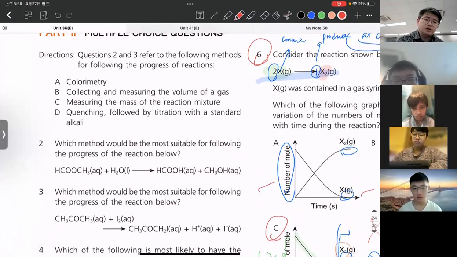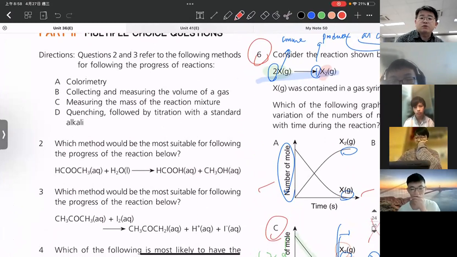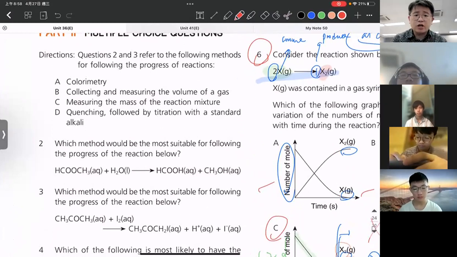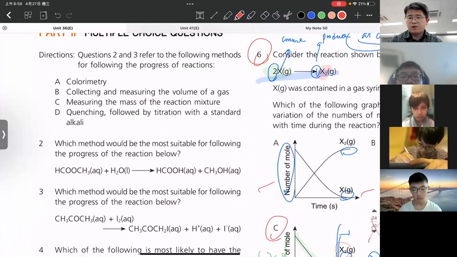You have 4 choices. A is calorimetry. B is collecting and measuring the change in volume of gas at regular time intervals. C is measuring the change in mass of the reaction mixture. And D is doing the titrimetric analysis. Which one would you choose for question 2? What is that?